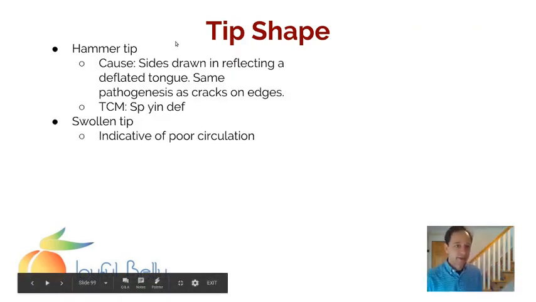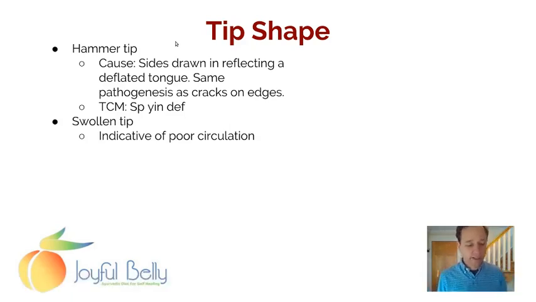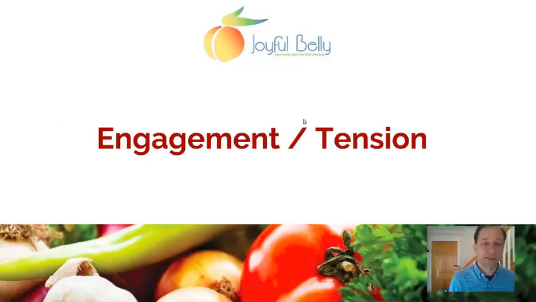There's a kind of tongue that's called a hammer tip, which is when the tip of the tongue appears a little swollen, but really that's a sign of the sides being drawn in more often than not. So the sides being drawn in is a contraction of the sides, and that's this. And that has the same pathogenesis as cracks on the edges, which is really associated with poor Agni due to dryness. A swollen tip itself, if it's truly that the tip is swollen and it's not just that the sides are drawn in, that could be poor circulation. Remember, the tip is giving you signs regarding circulation.